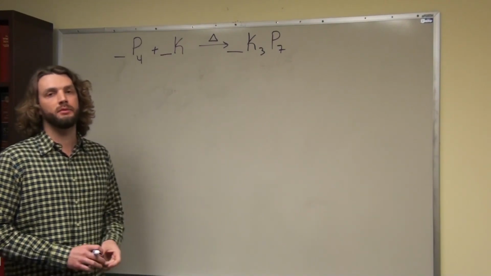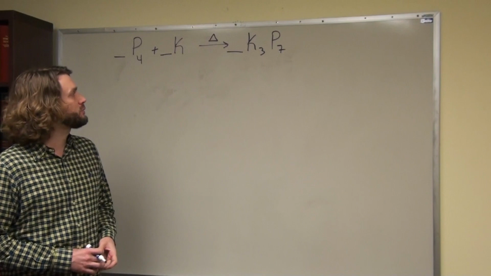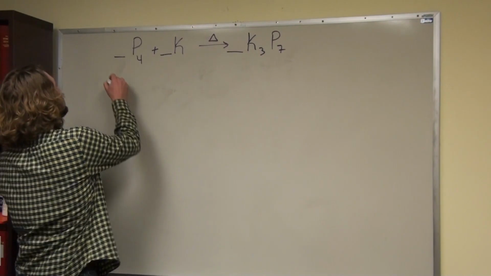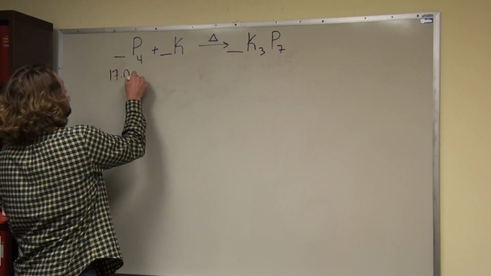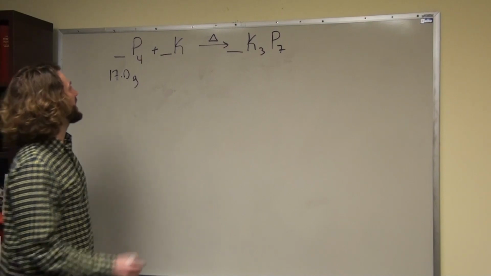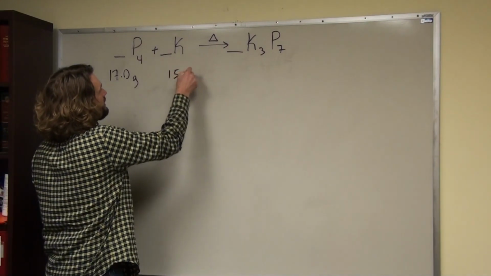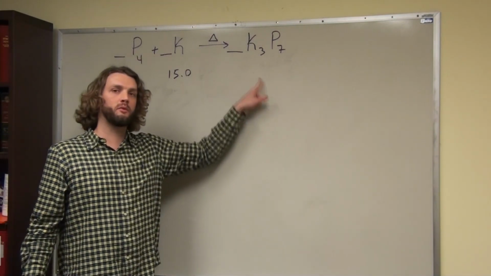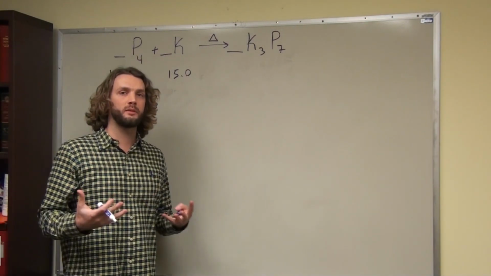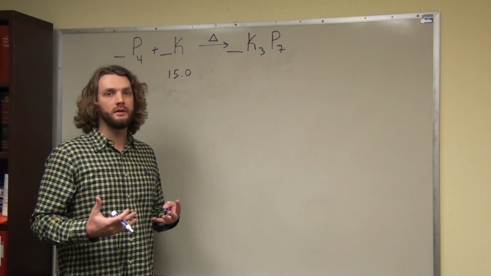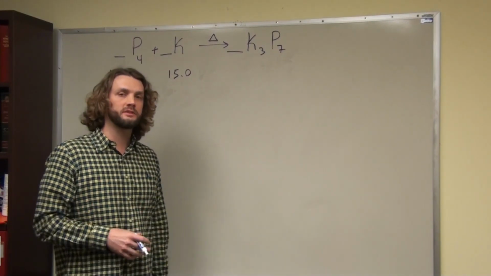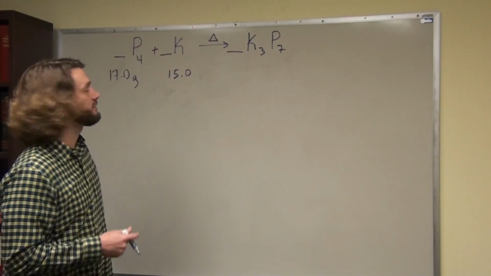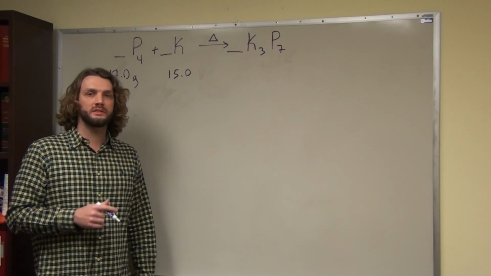Alright, so in this example, we're going to be tasked with taking 17 grams of white phosphorus and reacting it with 15 grams of potassium metal at high heat to yield K3P7. And what we want to know is how much is theoretically possible in terms of that product. And so in order to unlock the potential of stoichiometry and to do this quantitative work, we're going to need to balance this chemical reaction.